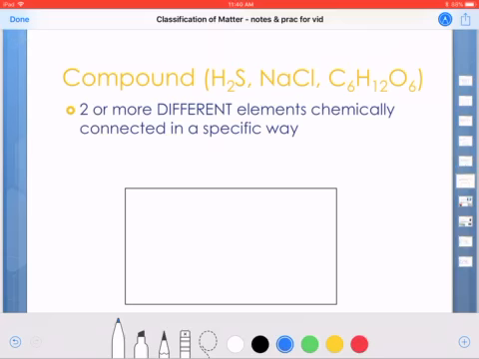Compounds, the key word in a compound is that they have to be different elements. So it's 2 or more different elements connected together in a specific way. So sodium chloride is table salt. If I had an X as my sodium and an O as my chloride, then I would have table salt there with that XO combination. So it has to have a link between different elements. So again, you could literally put a whole bunch of different things together and you'd have another compound.